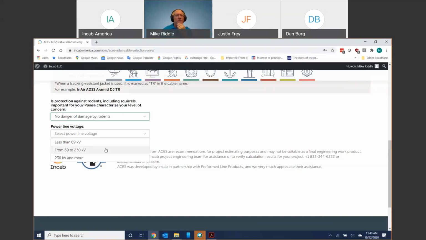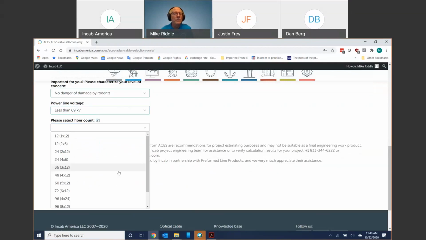When you start getting above that, you think, I probably should use a double jacket because although the diameter goes up and the cost goes up, the reliability goes up with that construction. And so we think that's better. And then by the time you're at 230 kV, you are definitely in the realm of tracking resistant jacket. So this is kind of a rough way of categorizing the cable design type that you need, but it's pretty good. So for today, let's assume it's a distribution application, and let's go with 48 fiber.